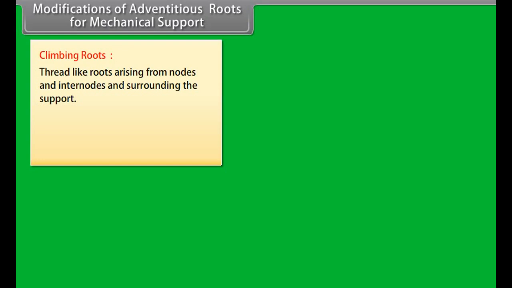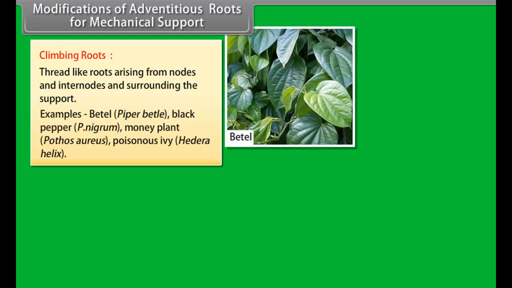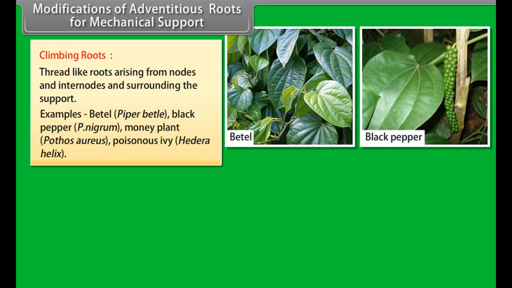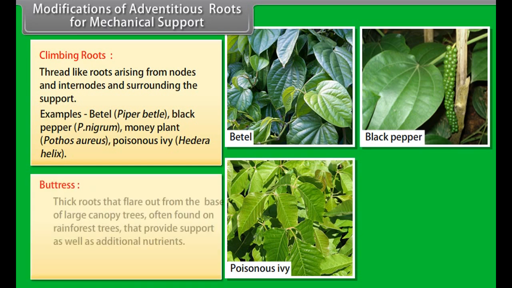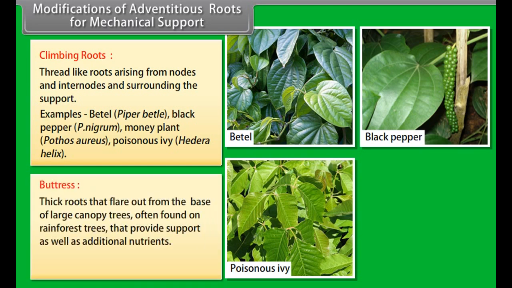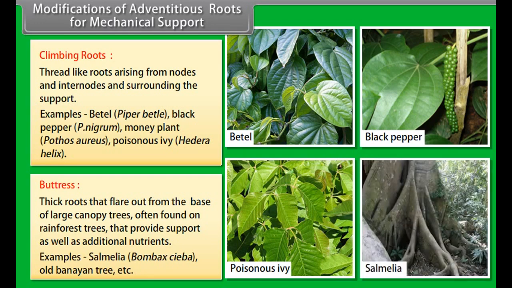Climbing roots. Thread-like roots arising from nodes and internodes and surrounding the support. Examples: betel, black pepper, money plant, poison ivy. Buttress. Thick roots that flare out from the base of large canopy trees, often found on rainforest trees that provide support as well as additional nutrients. Examples: Salmalia, old banyan tree, etc.